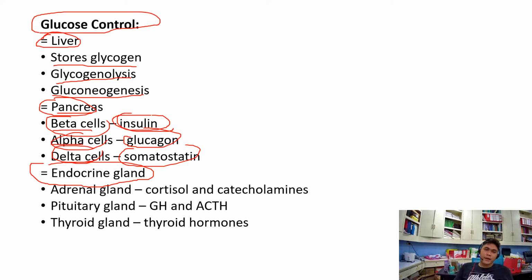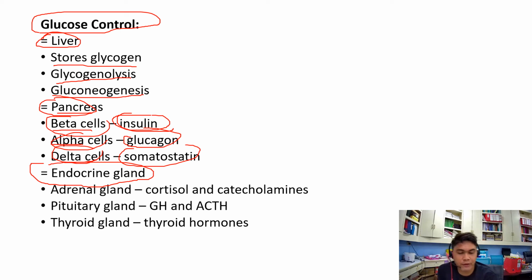Then next, you have your pituitary gland. You have the production of growth hormone. Growth hormone decreases the entry of glucose into the cell, and it promotes glycogenolysis. So the effect is an increase in glucose concentration. ACTH promotes the production of cortisol.